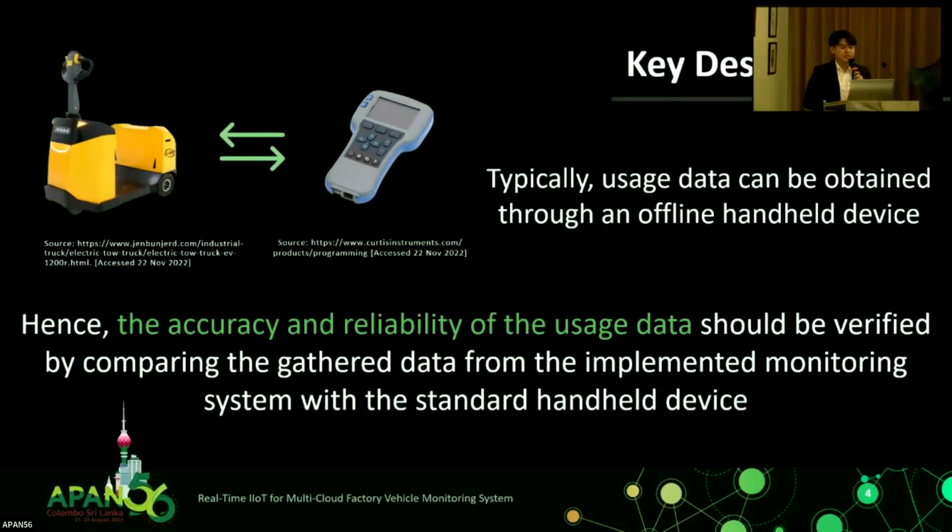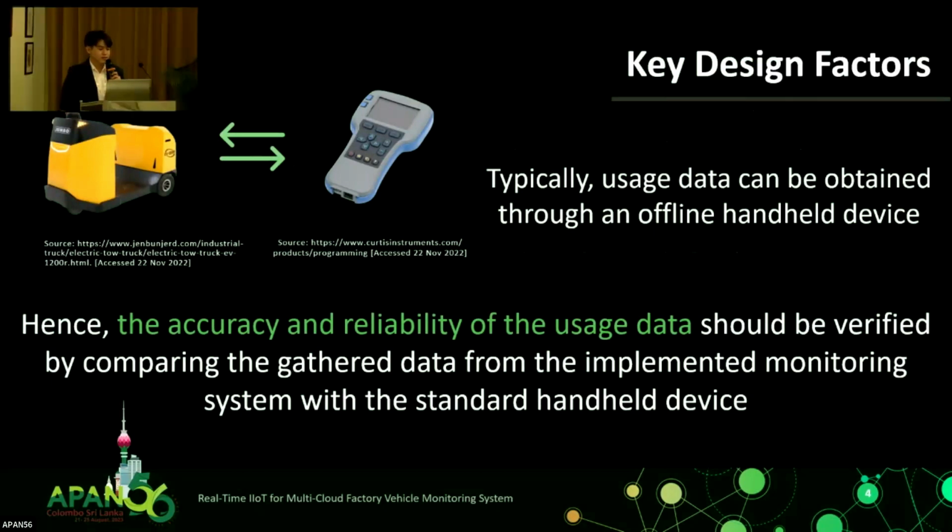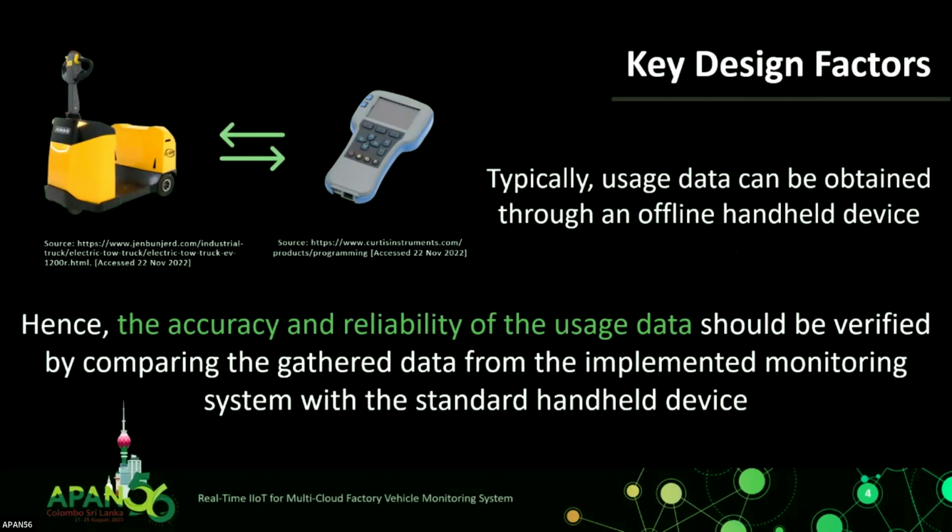Here are some key design factors that occur when we design this system. Typically we use an offline handheld device to monitor the status of each vehicle. That means we have to plug the handheld into the vehicle to see the status, like battery, motor voltage, or current.